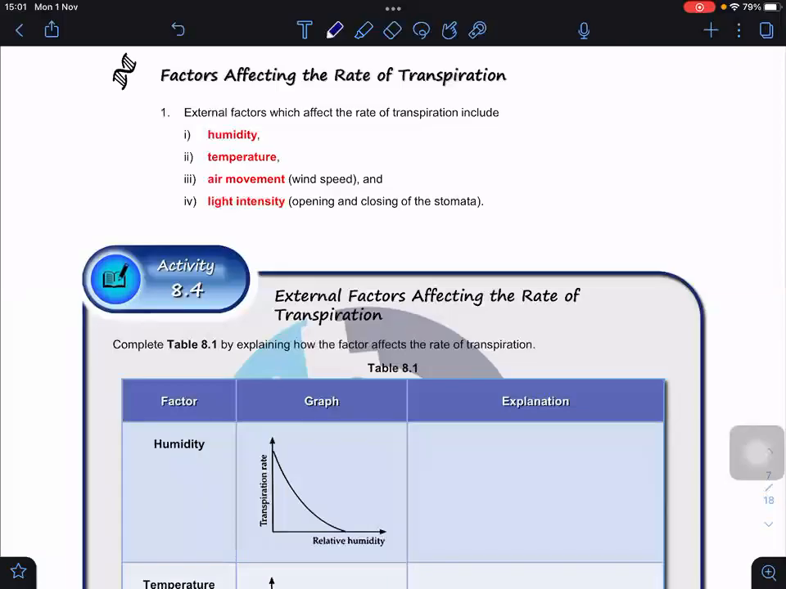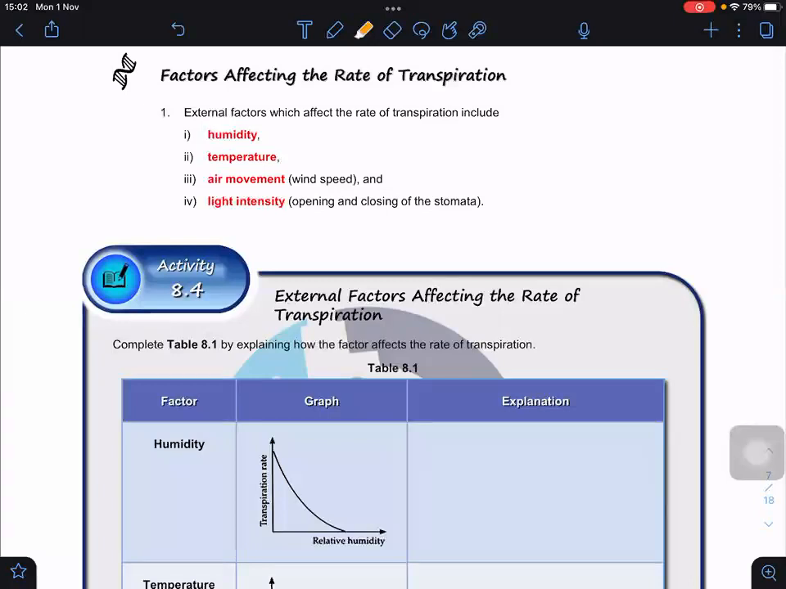Okay, so let us look at the second part of this transpiration topic, where we're going to look at the rate of transpiration and also how external factors affect the rate of transpiration. Generally, we are going to focus on these four factors. External factor means something that we can change. It's just external, meaning outside of the leaf.